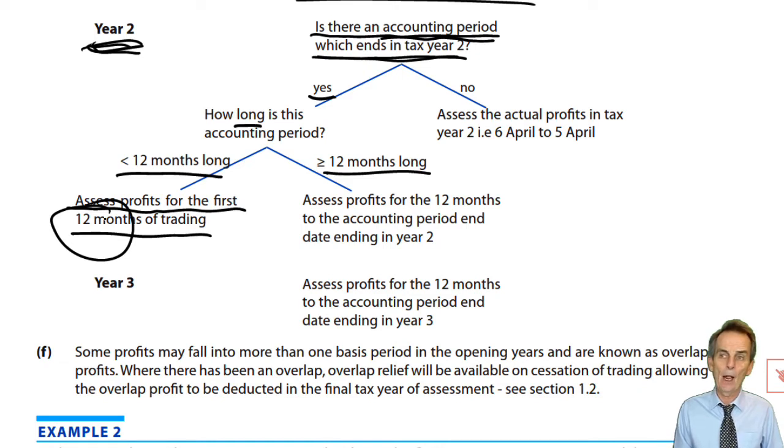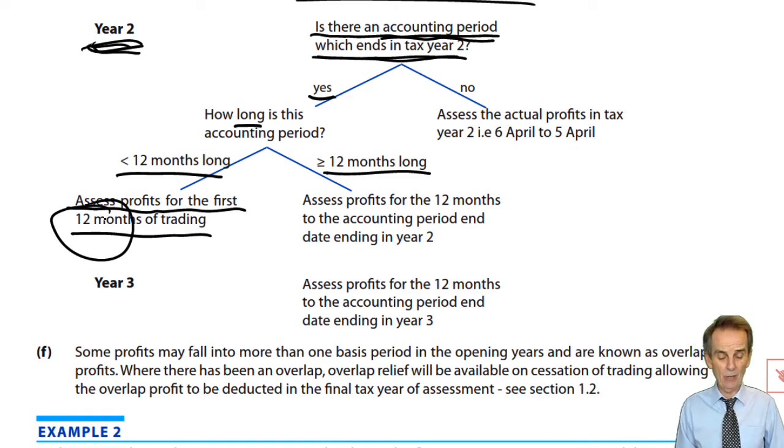So, first year, always actual basis. Start date to following 5th of April. Second year, first question. Do we have an accounting period ending in that second tax year? Answer, yes. And most times the answer is yes. But the next question then is, if that period isn't exactly a year, is it short or is it long? Is it less than 12? Is it more than 12?